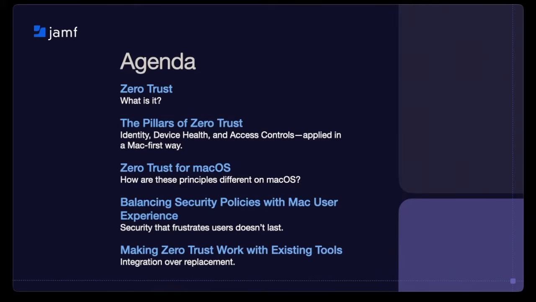Here's a quick look at what we'll cover. Zero Trust, a refresher on what this means and why it matters now more than ever. The pillars of Zero Trust, diving into identity, device health, and access controls. Zero Trust for macOS, and how these principles apply using Jamf specifically for Mac-first organizations and the challenges they face. How to balance security policies with Mac user experience, because security that frustrates users won't last. And lastly, how to make Zero Trust work with your existing tools.